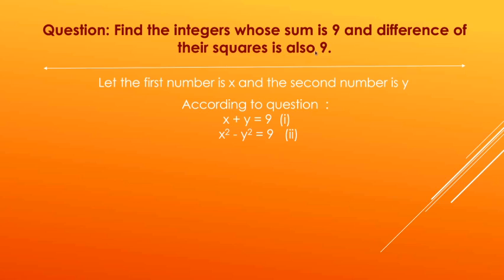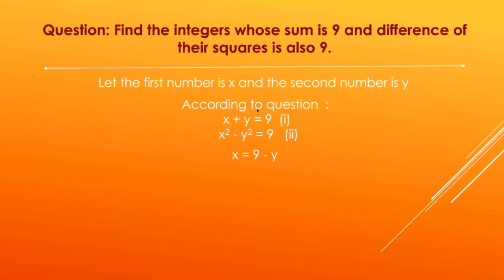According to the question, the sum is 9 means x plus y is equal to 9. This is equation number 1. And the difference of their squares, x square and y square being the squares of these two numbers, means x square minus y square is also 9. Now we have two equations, and it's very easy to solve them, as we have done the complete exercise 2.7 on such type of equations.